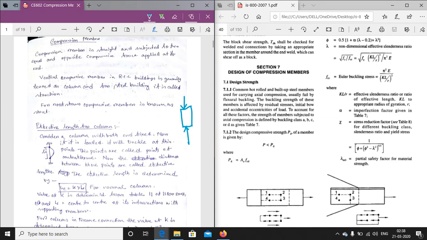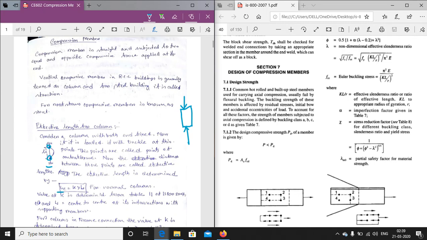When we discuss the effective length, first we should know what the effective length is. Consider this picture. In this picture, the column is fixed at both ends. If the loads are applied at the two ends, the column will buckle like that, at this point and this point. The point at which the column buckles is called the point of contraflexure. The distance between these points is called the effective length, that is LE.